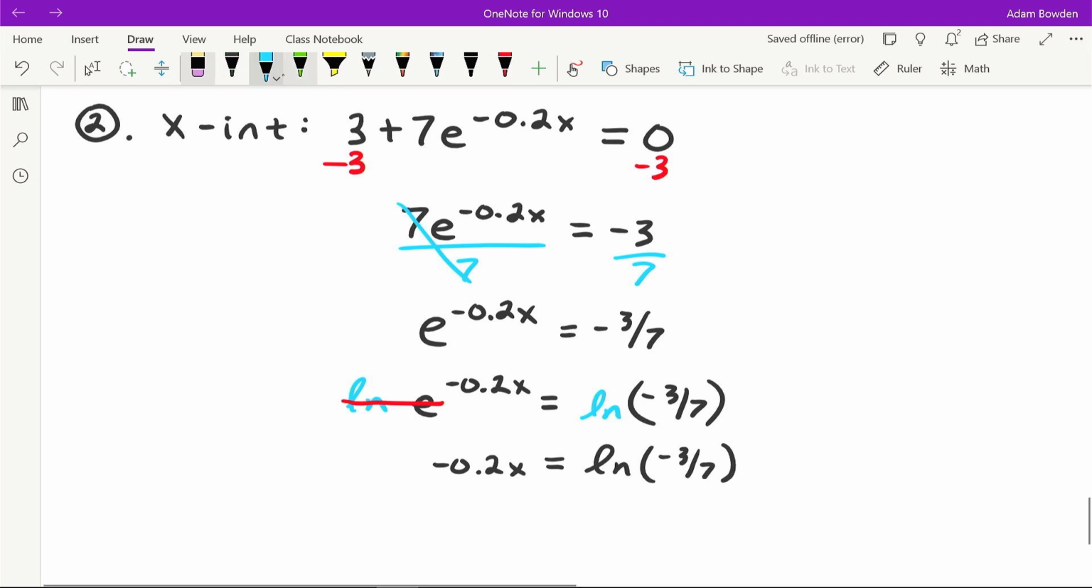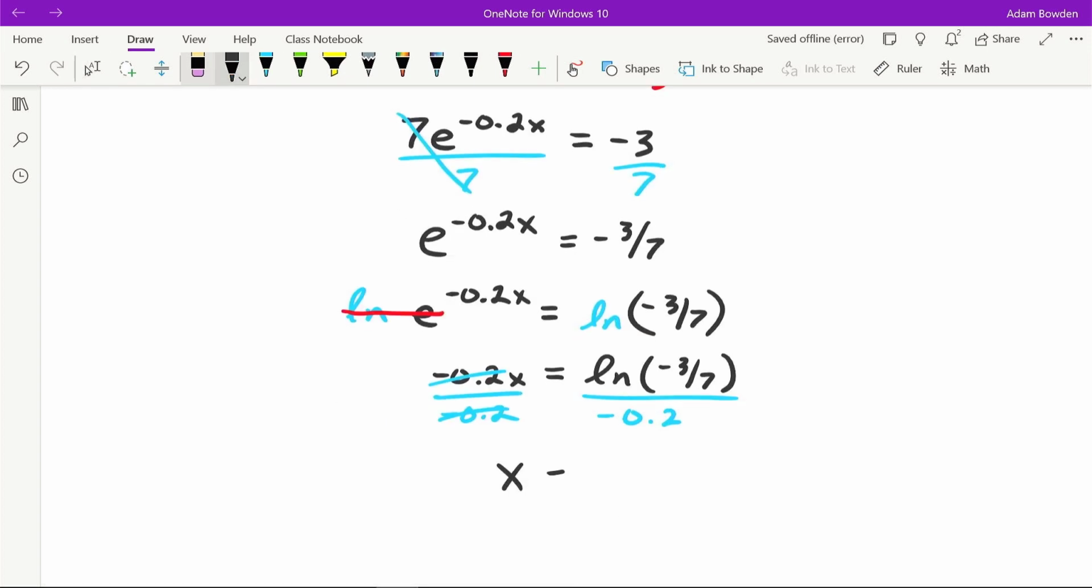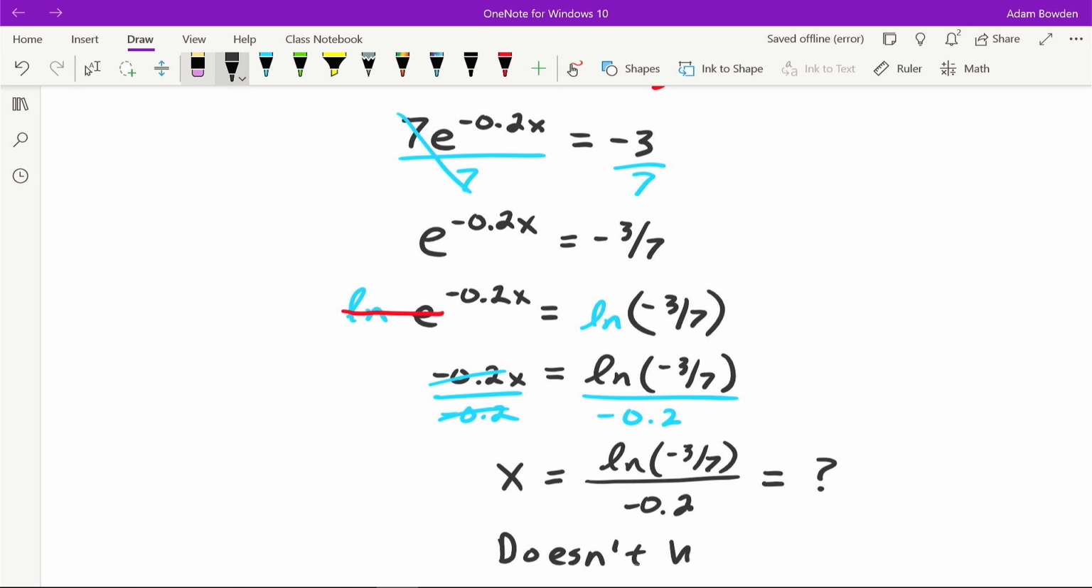And the full solution process here would make us have to divide out the number in front of the x, the negative 0.2, to both sides. So that would be x is equal to ln of negative 3 over 7 divided by negative 0.2. Now, if we try to put this in the calculator and figure out if it's equal to something, it's actually not going to work. The reason why this doesn't work is that the ln of a negative number is undefined. So what that basically means for us is there are no x-intercepts here.